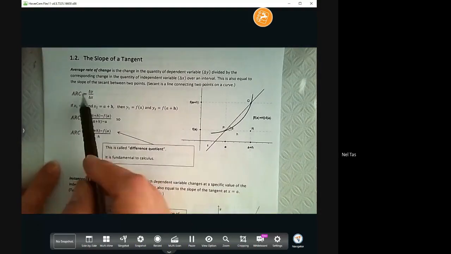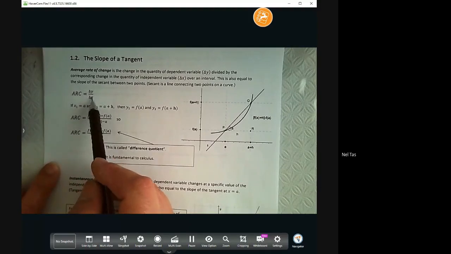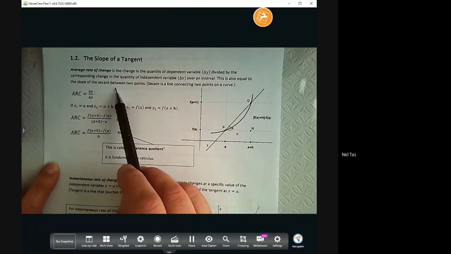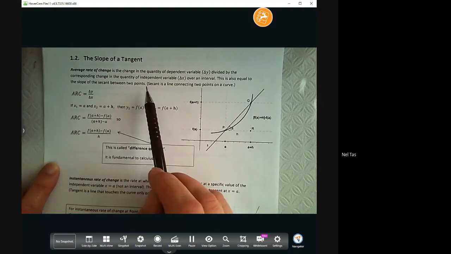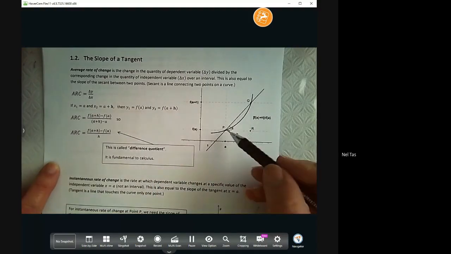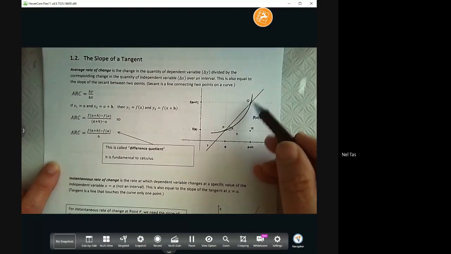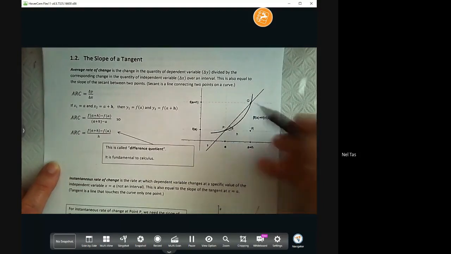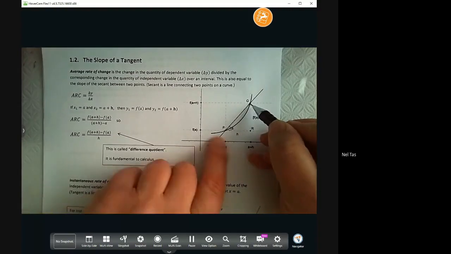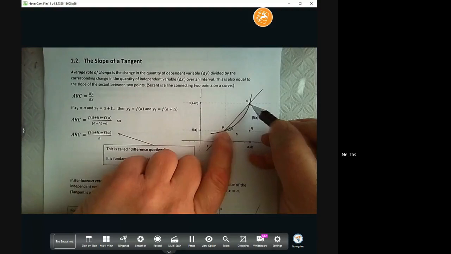Okay, so we show it as delta y over delta x, and this is equal to the slope of the secant between 2 points. So let's give a definition for secant first. Okay, so secant is a line connecting 2 points on the curve. Let's say I have point P and point Q on a curve. If I draw a line between P and Q, this line is called secant.